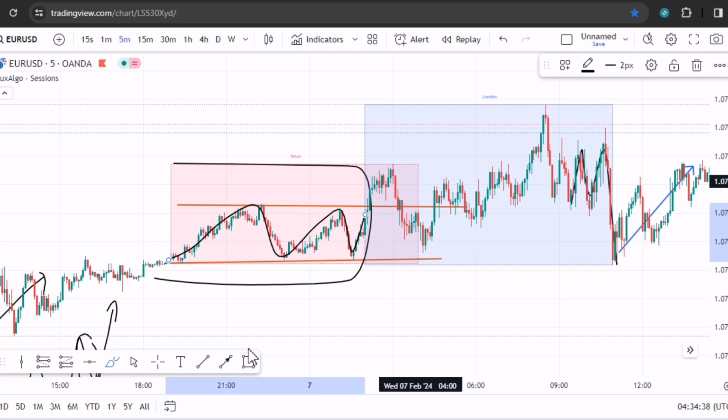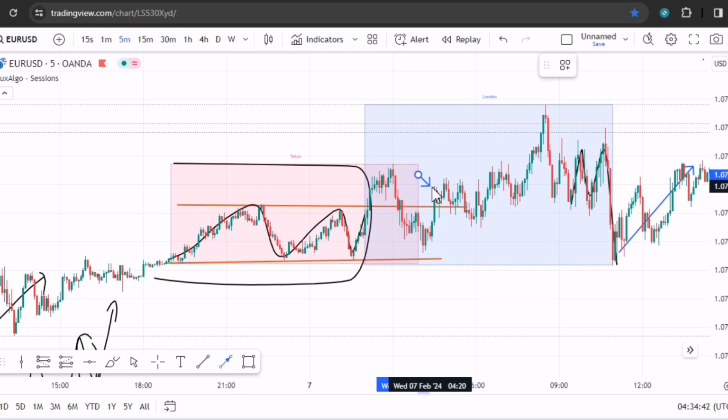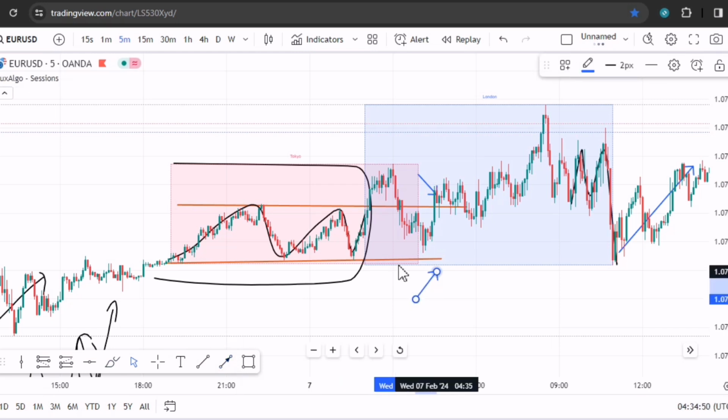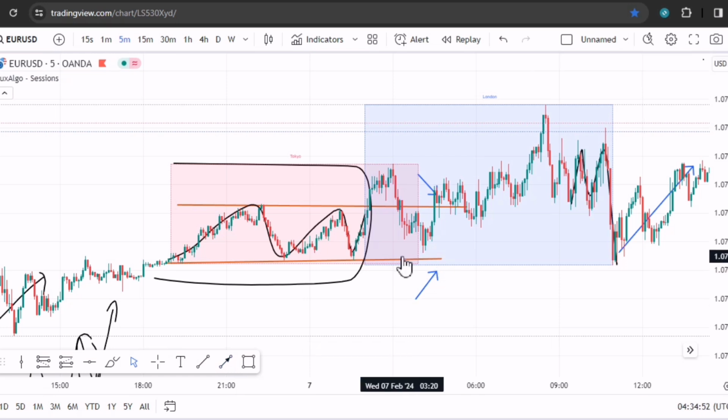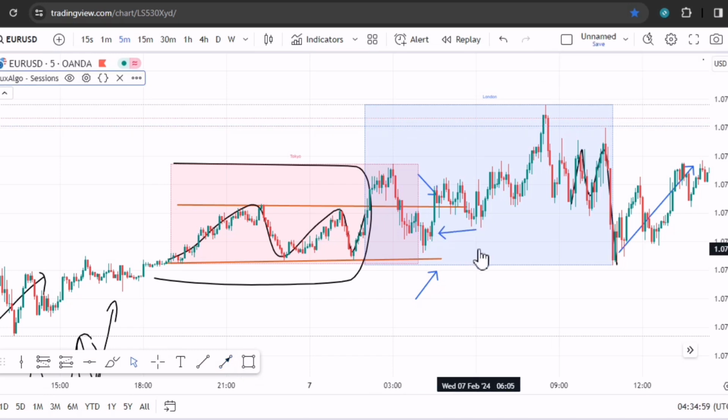Once the Tokyo session has ended, if price is above the two trend lines, you buy and you hold. If price is on the lower side of the bottom trend line, you sell and you hold. If price is in the middle, you wait until price closes above this or below that. It's as simple as that.